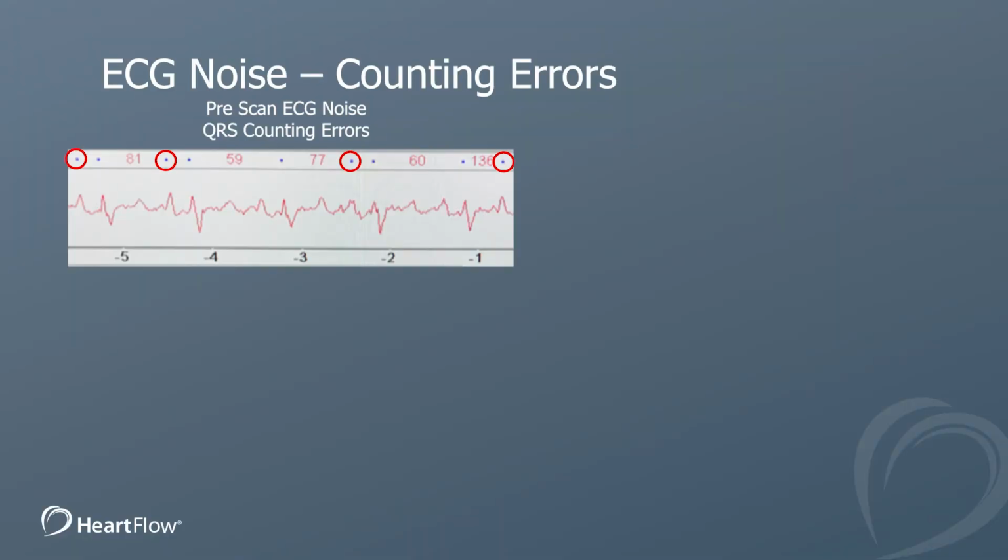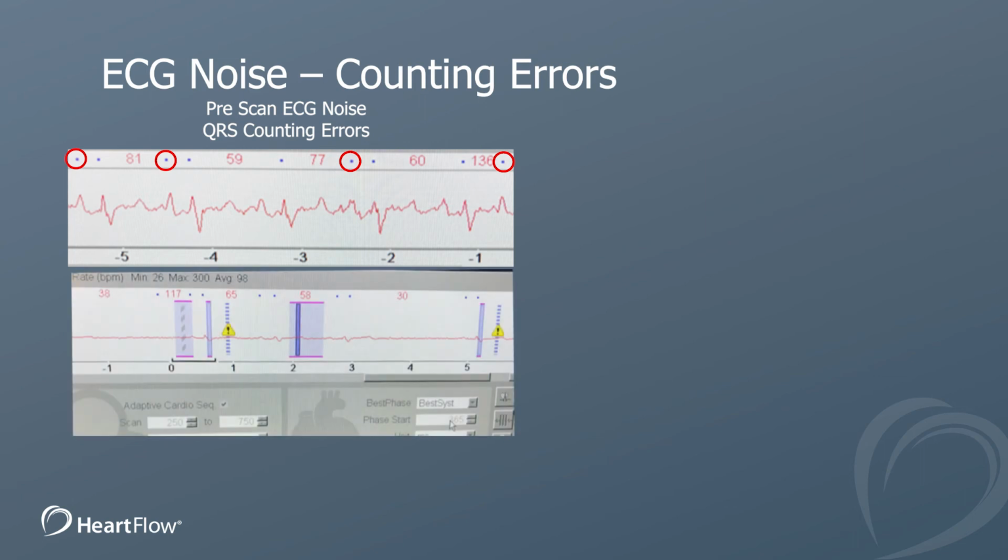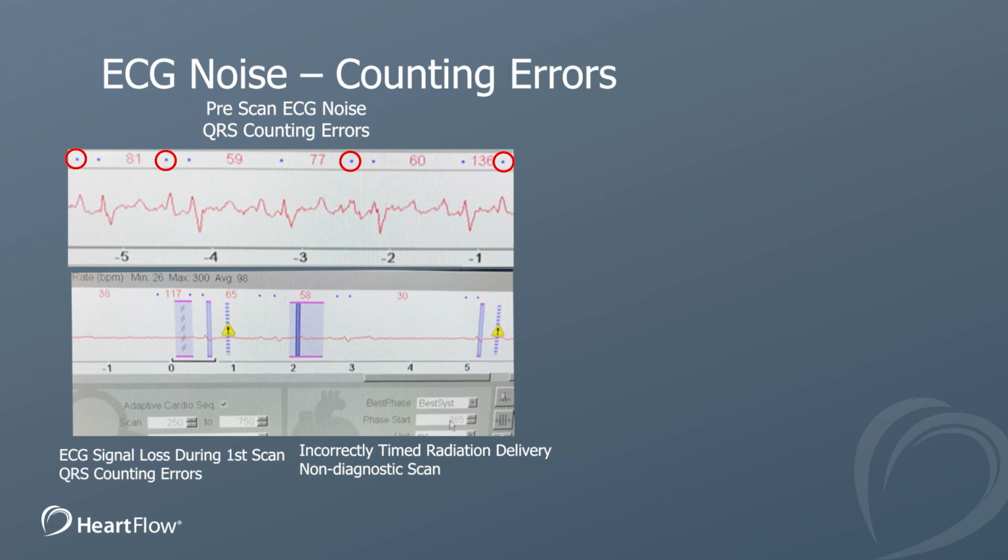Here's an example of the importance of recognizing ECG counting errors. In this case, the patient not only had noise, but they had high amplitude P waves relative to the QRS complexes. And as you can see, the syncs, which are encoded by dots above the QRS and P waves, you can see how there's inappropriate syncs above some of the atrial contractions. This patient went on to get scanned, and when they were scanned, we had additional signal loss, and we inappropriately timed the radiation exposure.